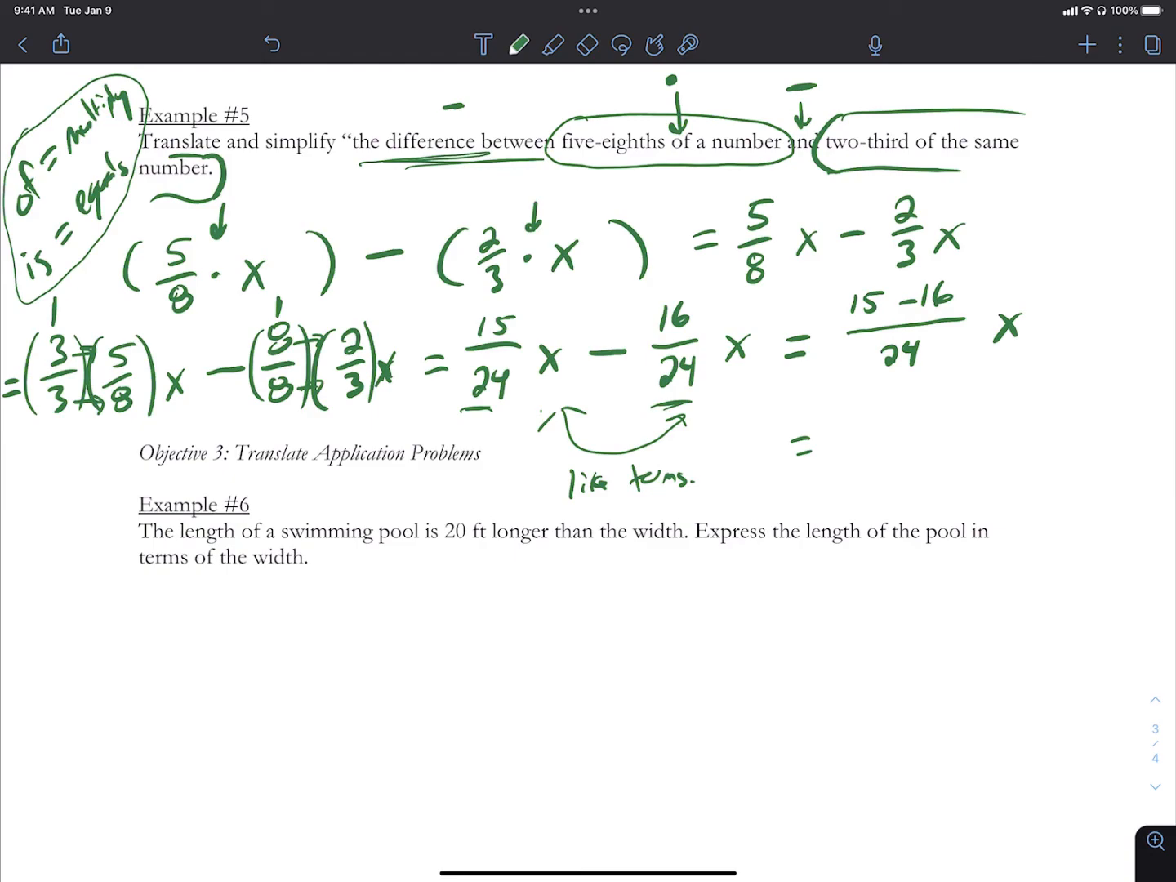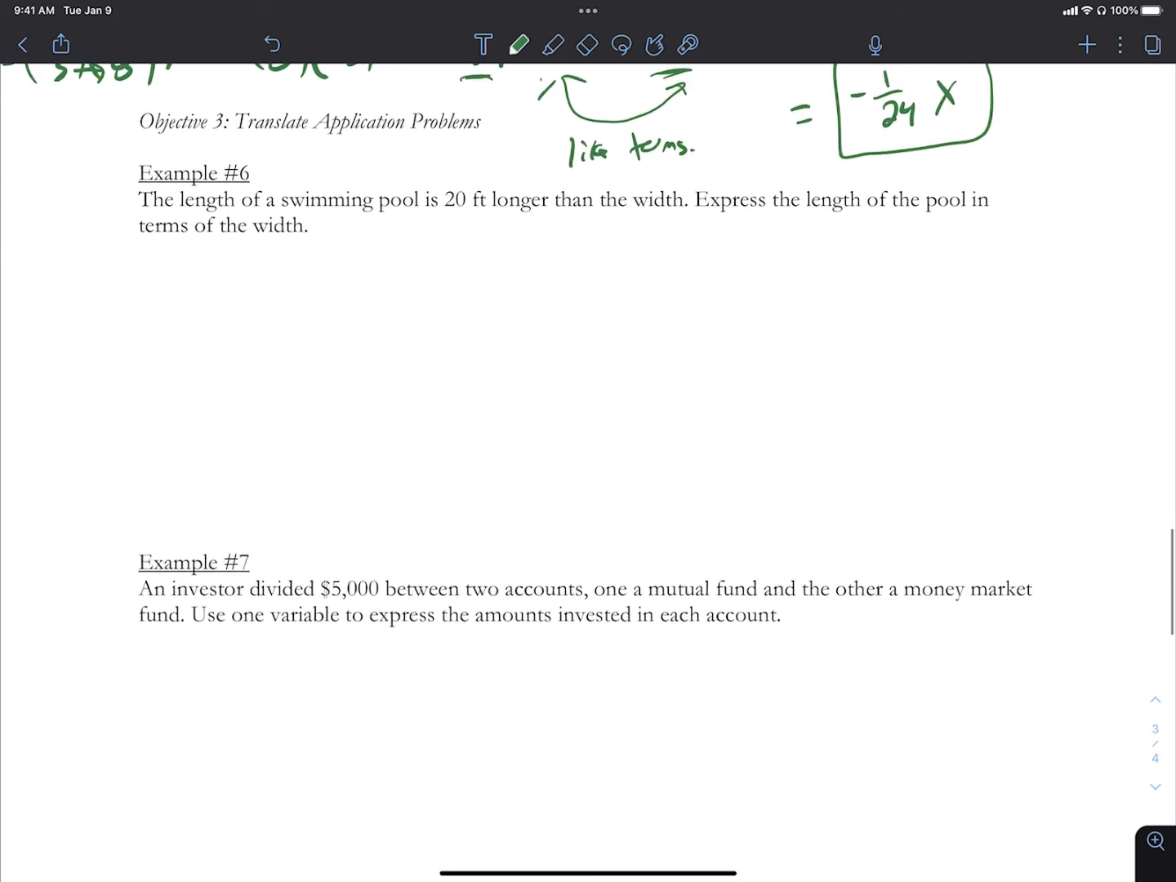So 15 minus 16 would give me -1, right? So this would be -1/24 times x. So -1/24 x would be my final answer here, right? So we translated and then simplified. All right, now I'd like to work through objective 3, which is working through some applications of translating.